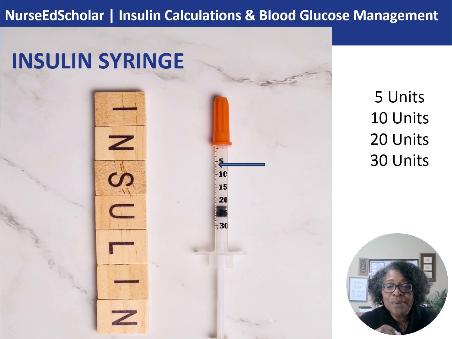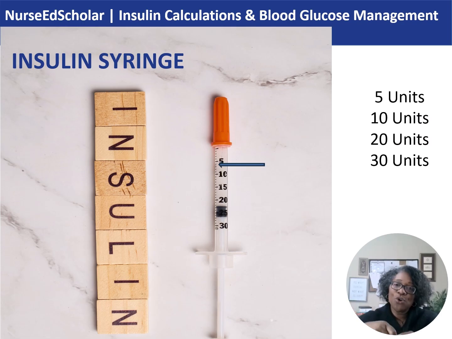So with this one, I tried my best with the arrow. Say the order is for regular insulin, 6 units sub-Q. If you look closely, maybe pause it, you can see underneath that 5, there's a little line, and that is 6. So if you see 5, 10, 15, 20, 25, the lines in between are 1. So it's 5, 6, 7, 8, 9, 10, 11, 12, 13, 14, 15.